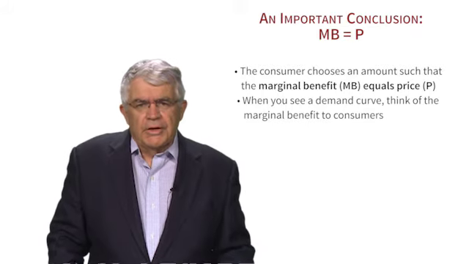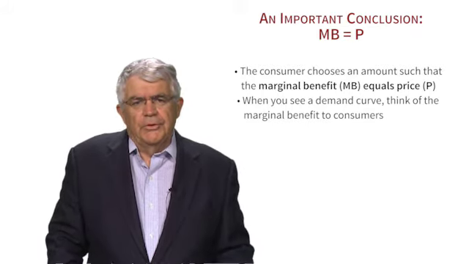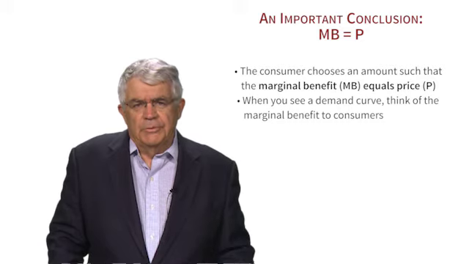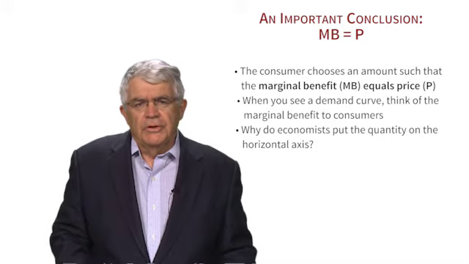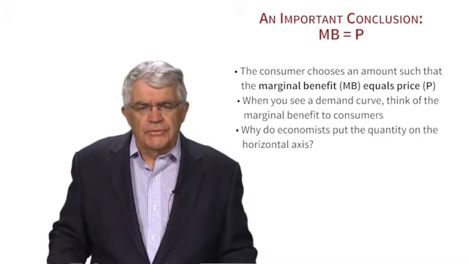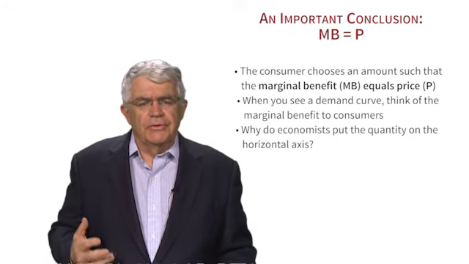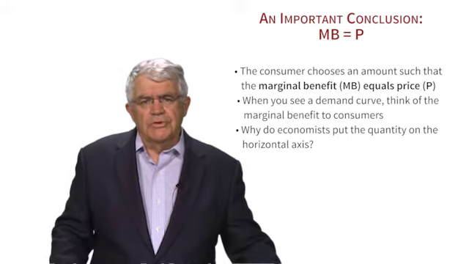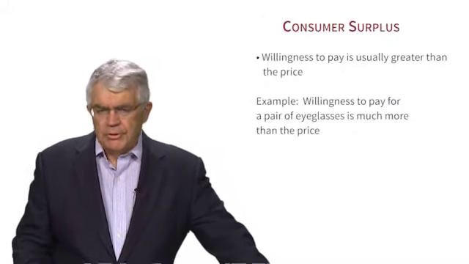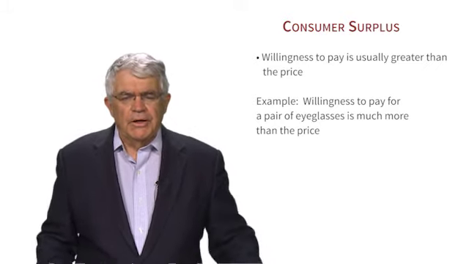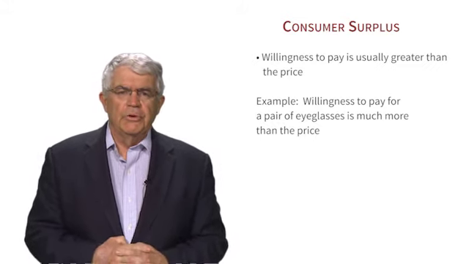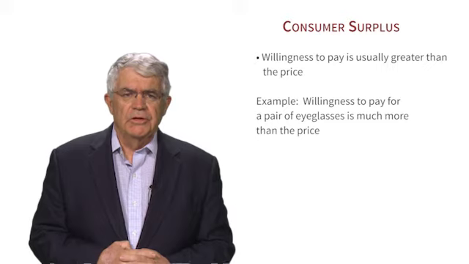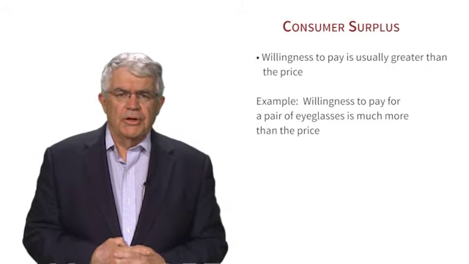And it also tells you why economists generally put the quantity on the horizontal axis of a demand or a supply diagram. That's because economists tend to think of the marginal benefit of different levels of the good. So putting quantity on the horizontal axis and marginal benefit on the vertical axis, measured in dollars, tends to emphasize that point. Now, given that we've derived the demand curve this way, it gives us a nice concept to think about, and we'll eventually use this concept in many ways, but first to show how markets actually work.